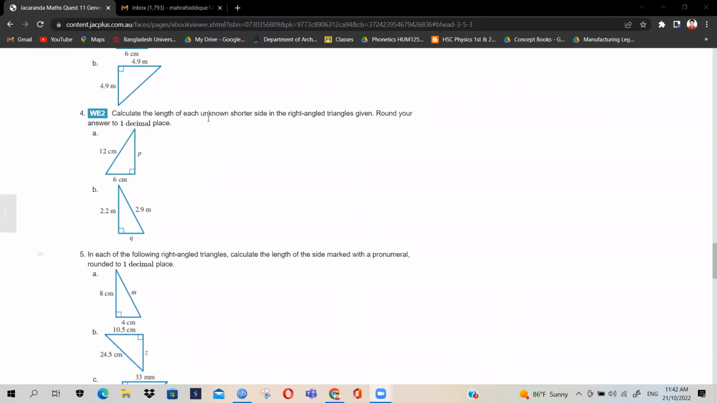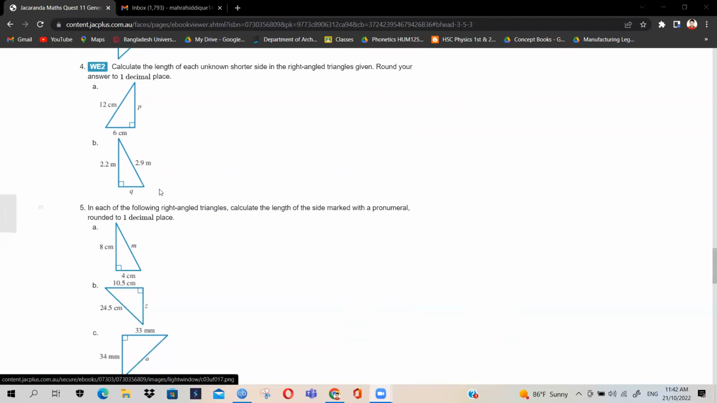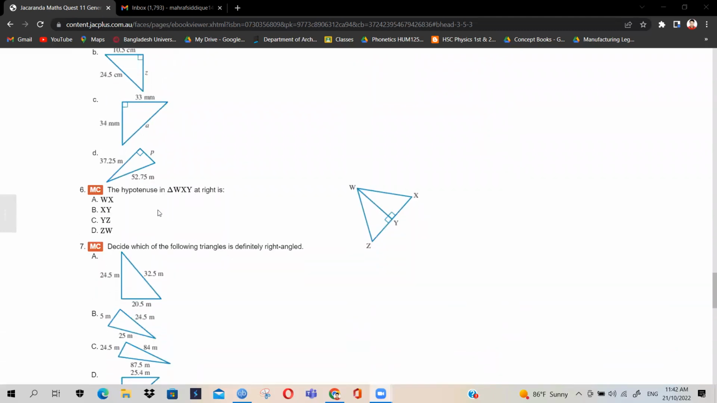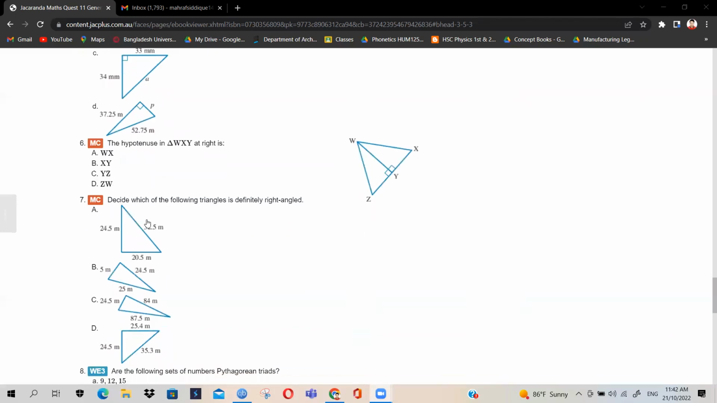Check the length of each unknown shorter side. I think you will be able to do that because you have done quite a lot of equations up until now, so I'm not giving time on them. But if you find any difficulty, please let me know afterwards. The hypotenuse in triangle WXY will be WX. This is opposite the right angle and also the longest side in the WXY triangle.